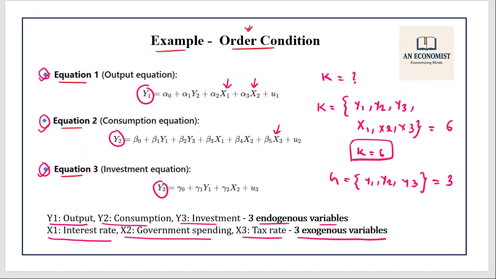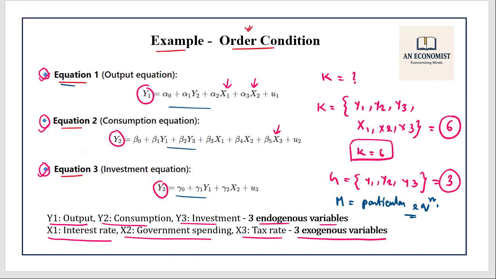So G is also fine. For each of the equations, when you calculate the order condition, the K value will be 6 and the G value will be 3. That is for sure. The only thing that will vary will be the value of m. For each of the three equations, the value of m will vary. That will depend on the total number of endogenous and exogenous variables for a particular equation, and that will help you to determine which one will be over identified, under identified, or just identified, right? So that is what we will now do.